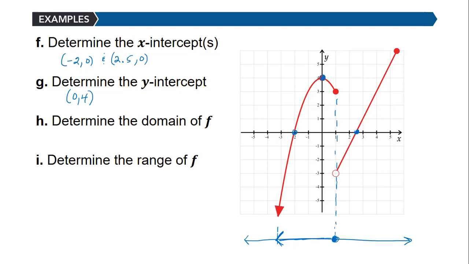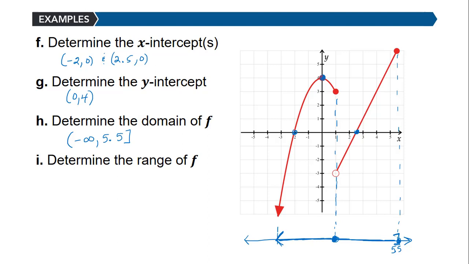And then this piece continues until we get to about 5.5. And notice that that's a closed circle, so it specifically ends at 5.5. And that is a bracket because it has a closed circle. So everything to the left of 5.5 is included in our domain. We write that as -infinity to 5.5 with a bracket.